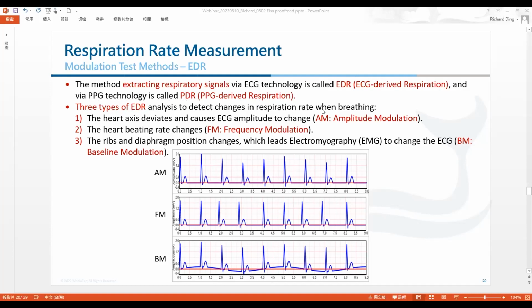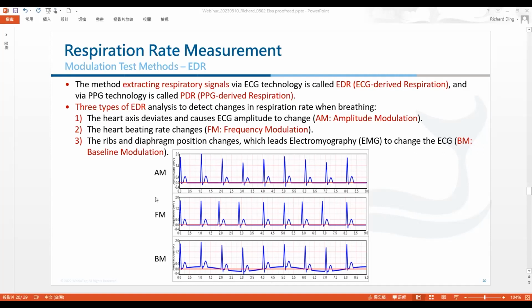So when breathing, the heart axis deviates and causes the ECG amplitude to change. So when breathing, the ECG amplitude will change. So this is amplitude modulation. That means the breath signal modulates the ECG amplitude. So like this one, the ECG peak amplitude changes, modulated by the respiration, by the breathing.